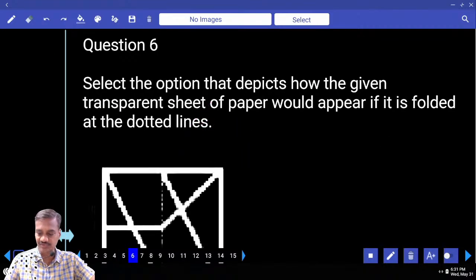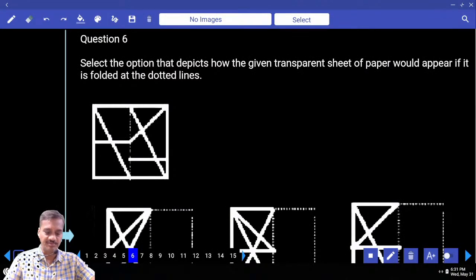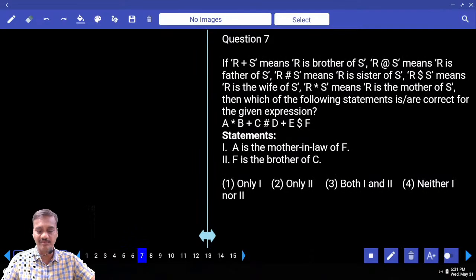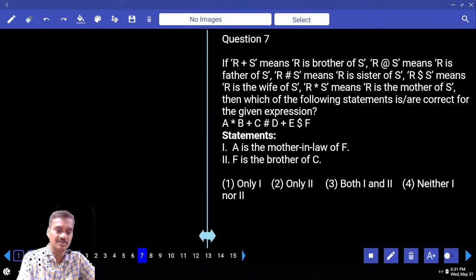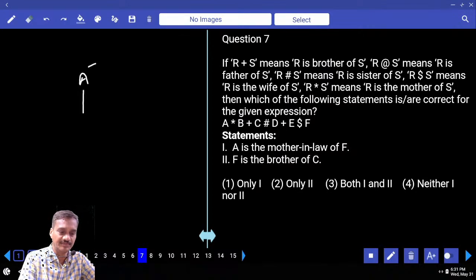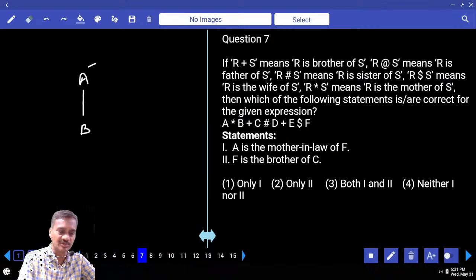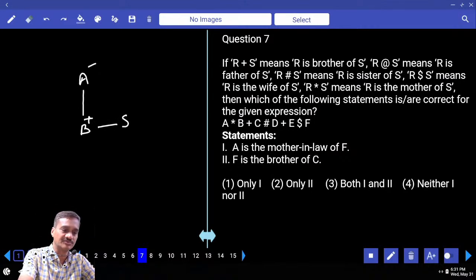Then coming to the sixth one, now we need to find out. Then the seventh one, now blood relation. Now A star B. Star stands for what? Star is mother. A is the mother of B, and next one B plus, and B is the brother of S. A is the mother, B is the brother of S. And B is the brother of whom? B is the brother of C.